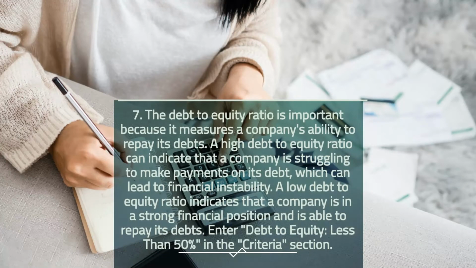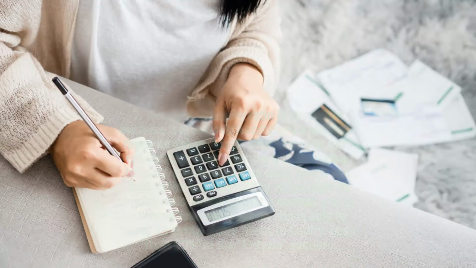7. The debt-to-equity ratio is important because it measures a company's ability to repay its debts. A high debt-to-equity ratio can indicate that a company is struggling to make payments on its debt, which can lead to financial instability. A low debt-to-equity ratio indicates that a company is in a strong financial position and is able to repay its debts. Enter debt-to-equity, less than 50% in the criteria section.